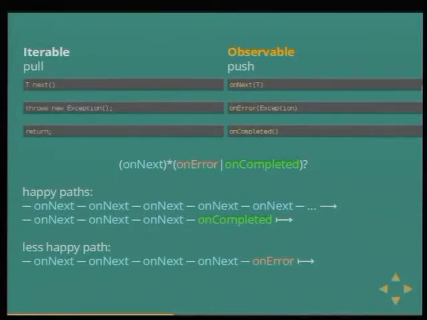And there is a grammar that can be used for all the streams. There can be an arbitrary number of events. Many times you can call the onNext method, and then you can, or don't have to, call onError or onCompleted. So these are the happy paths. There can be an infinite stream. There can be a stream with three members and then onCompleted, or a stream with four members and then there is an error.